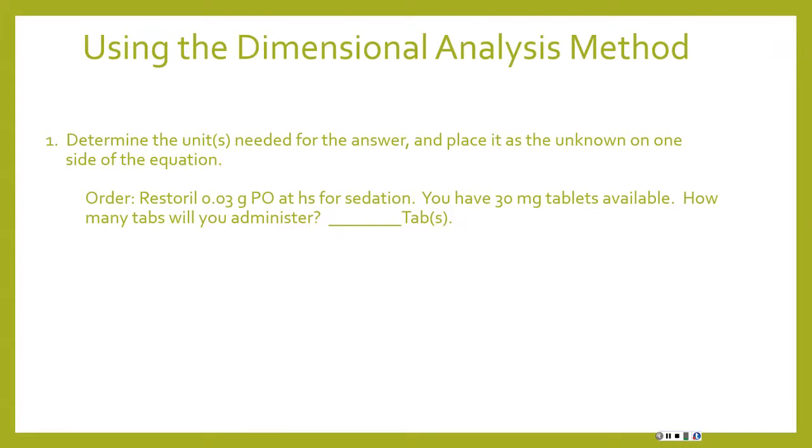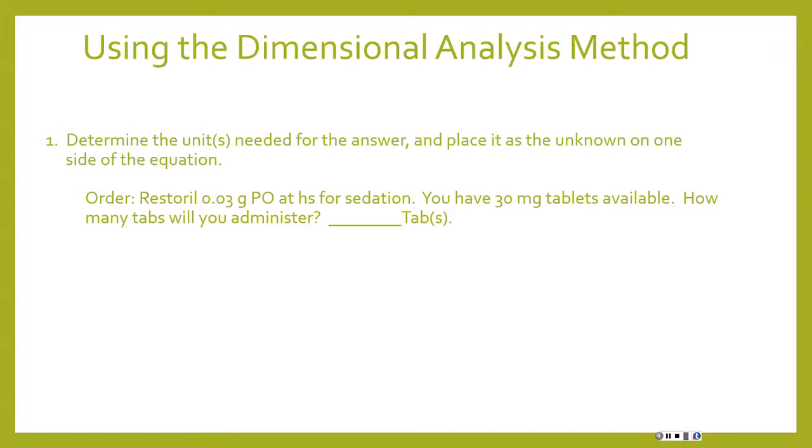Getting into how to use dimensional analysis now to actually look at answering and figuring out the answer to an equation. This is an example from the book, and we're going to pretend that the provider orders Restoril 0.03 grams PO at HS for sedation. You have a 30 milligram tablet available. How many tabs will you administer? This is how your problems are going to look that you're going to receive on your quizzes.